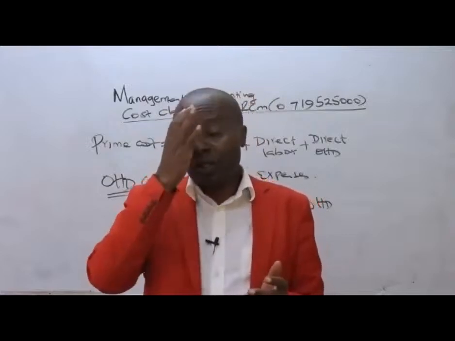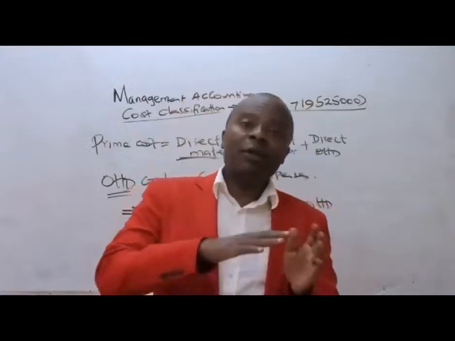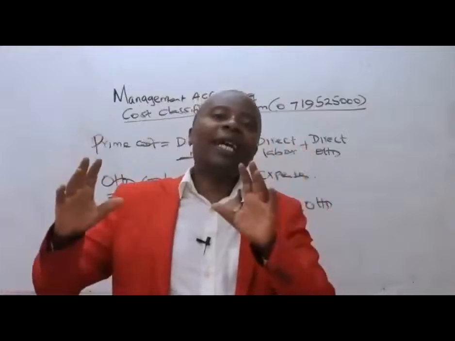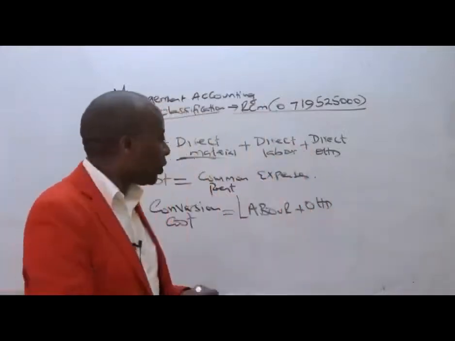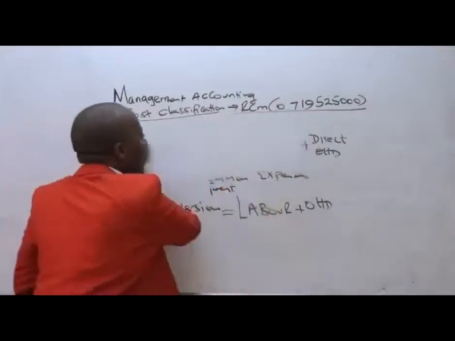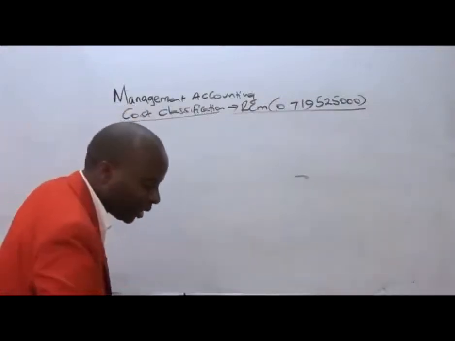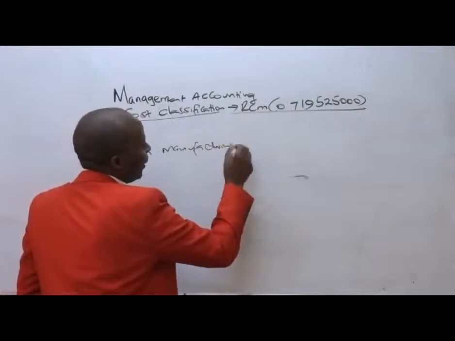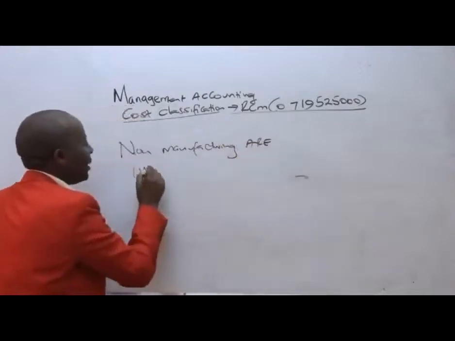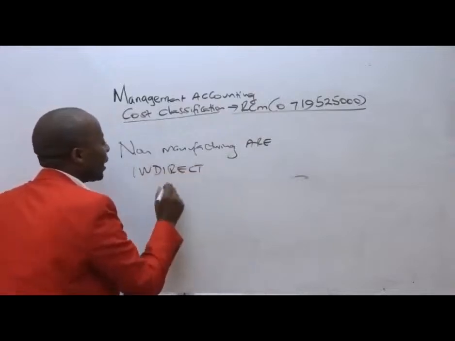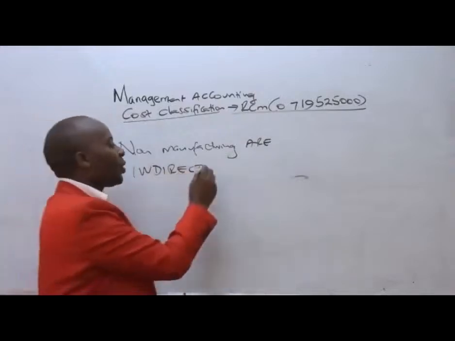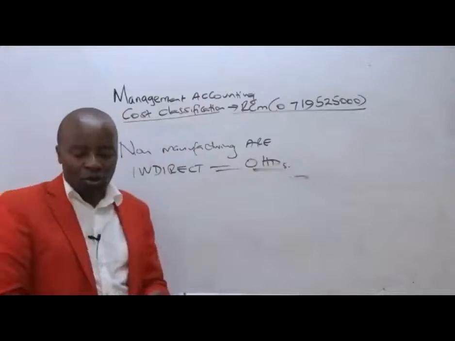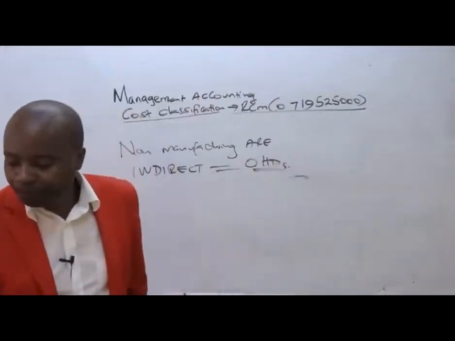And if you have been given, although rare, direct overheads will also constitute what we call manufacturing cost. Ladies and gentlemen, outside the manufacturing cost, we shall be having now what we call the non-manufacturing costs, which are basically indirect. Non-manufacturing are indirect costs. Indirect, why? They are not directly attributable to production. And in most cases, these non-manufacturing costs are the ones we call overheads. They're the common expenses.